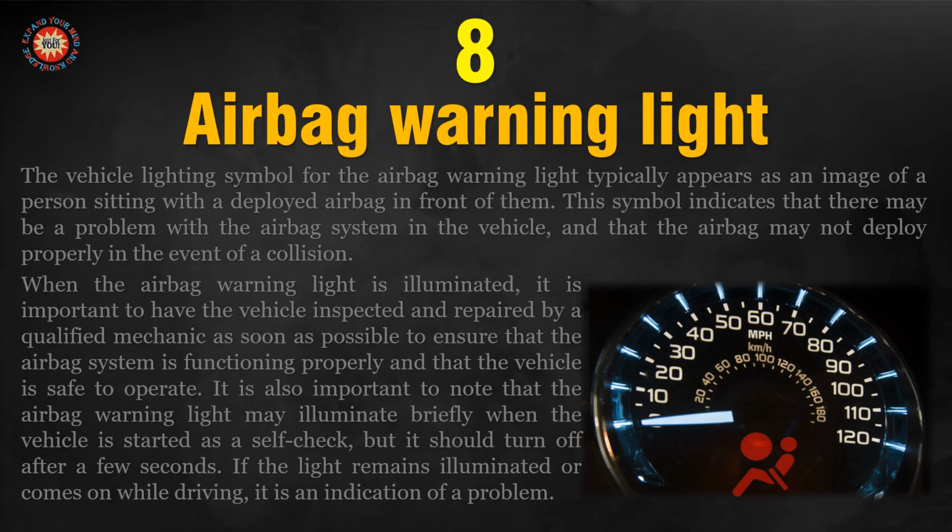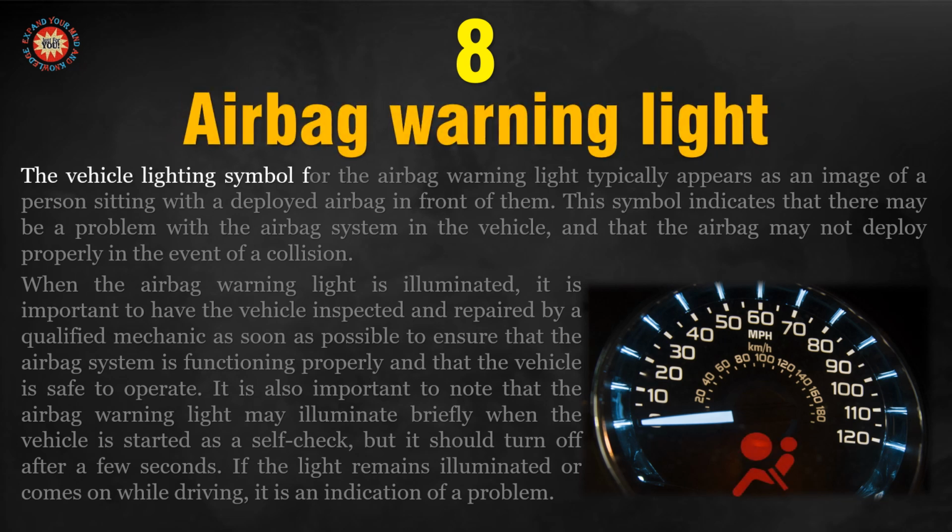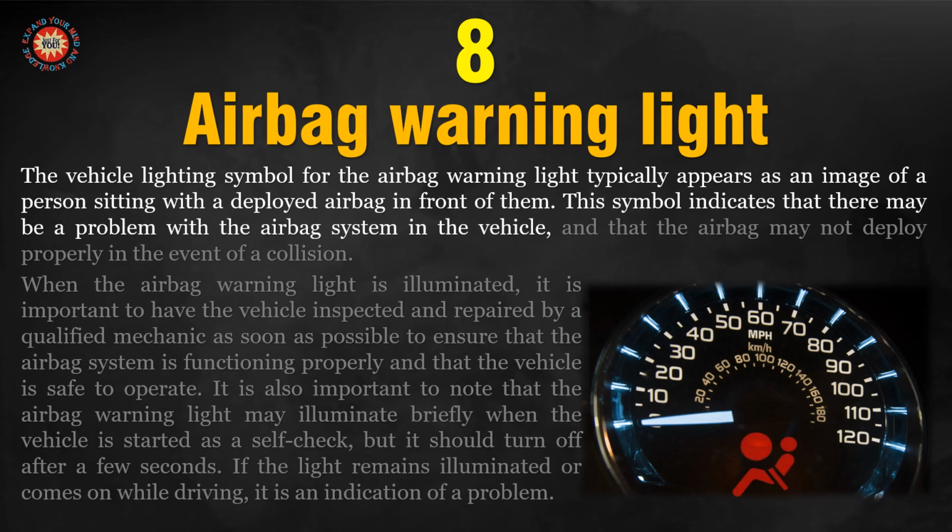Symbol 8. Airbag warning light. The vehicle lighting symbol for the airbag warning light typically appears as an image of a person sitting with a deployed airbag in front of them. This symbol indicates that there may be a problem with the airbag system in the vehicle, and that the airbag may not deploy properly in the event of a collision.